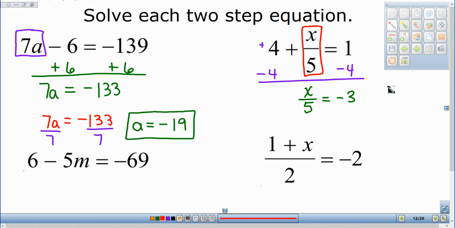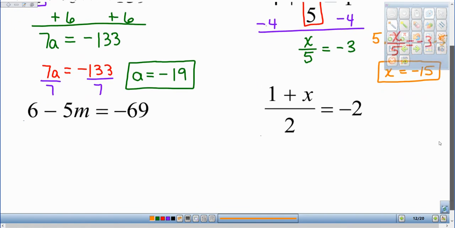We have one more step to finish this problem. x over 5 equals negative 3. So some number divided by 5 will give me a negative 3. We can find that by undoing the division that is here, and that is multiplication. We times 5 times 5. Your 5's will cancel and you'll be left with x equals, and then this product is negative 15. That is the value of that variable that makes this statement true.